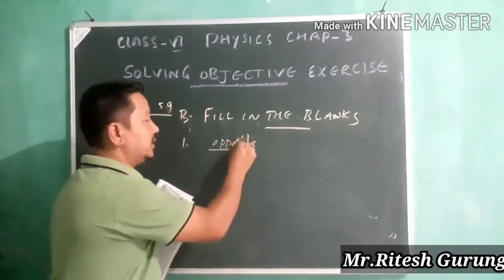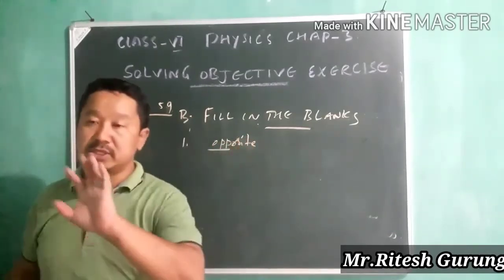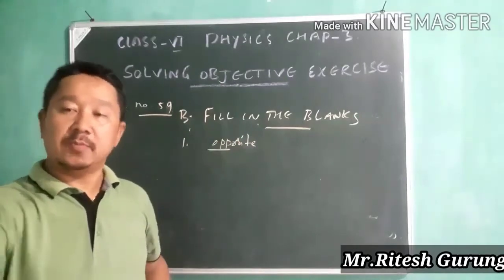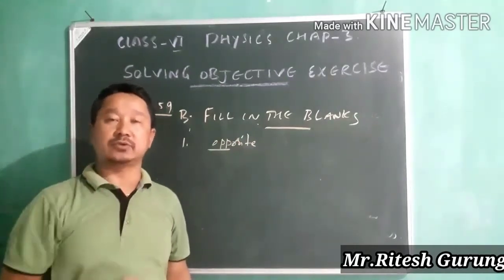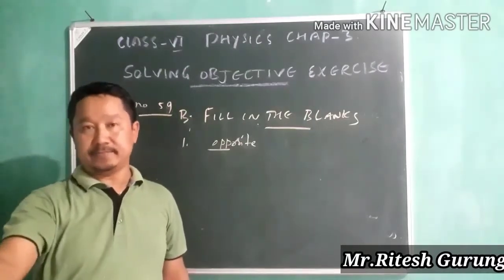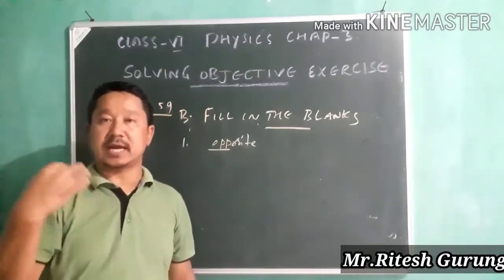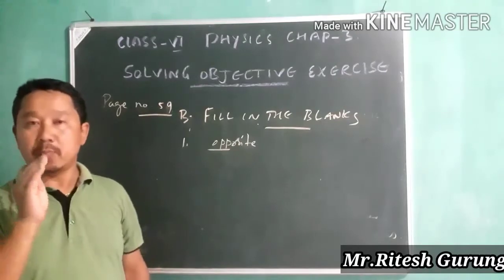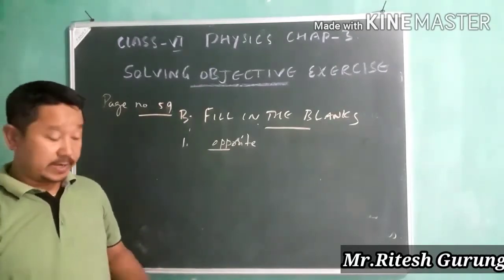Opposite direction. Suppose you are moving this side, from the other side in the opposite direction something will act on you. It may be the ground down there, or the air. The air also has a kind of force which will oppose your motion, oppose your movement.